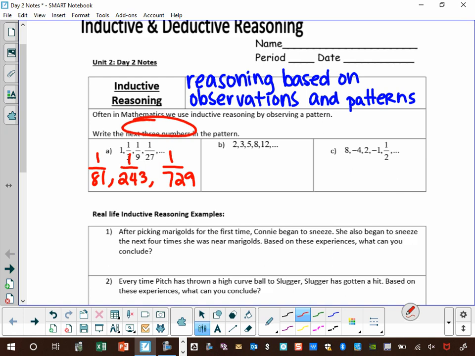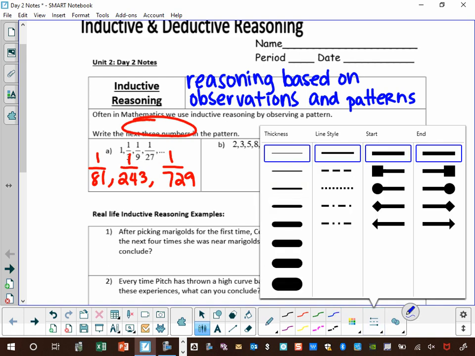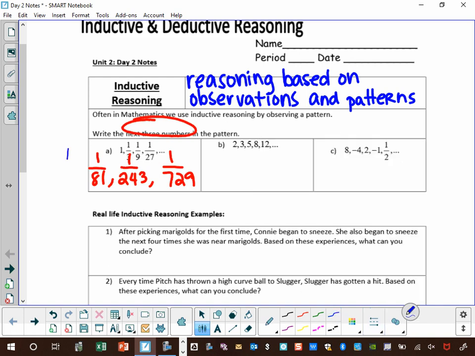For letter B, let me calibrate this for a second. Doesn't it go up by 1, then 2? Good, so from 2 to 3 I added 1. And then from 3 to 5 I added 2. 5 to 8 I added 3. 8 to 12 I added 4. So my next number I'm going to add how many? Not 4, 5. So it's 12 plus 5.